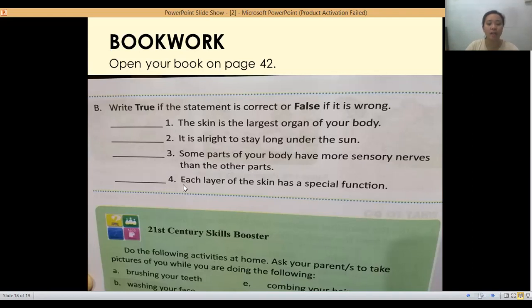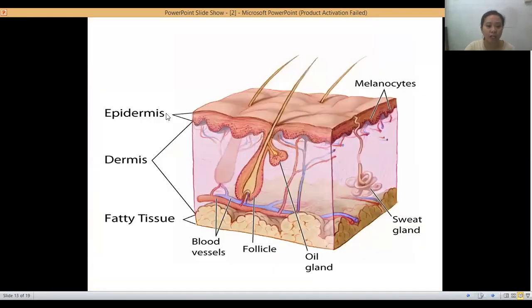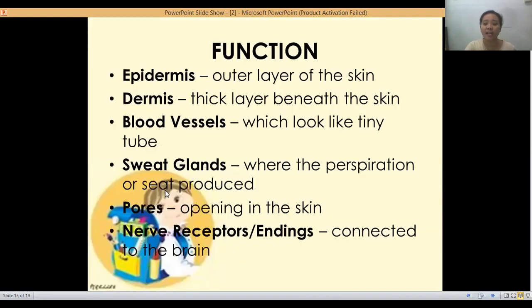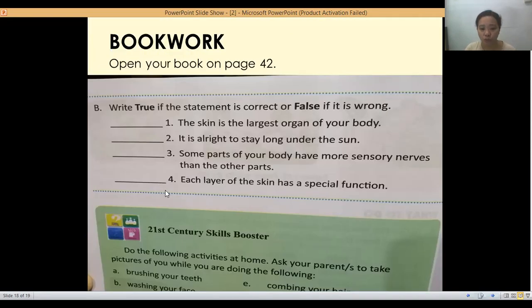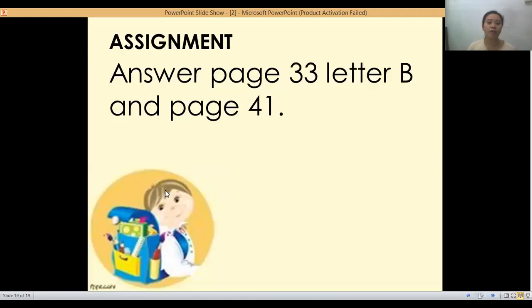Next, number 4. Each layer of the skin has a special function. So all of these, the epidermis, the dermis, the fatty tissue, the parts of your skin here, have a special function. True or false? Okay, now for your assignment, I want you to answer page 33, letter B, and page 41.